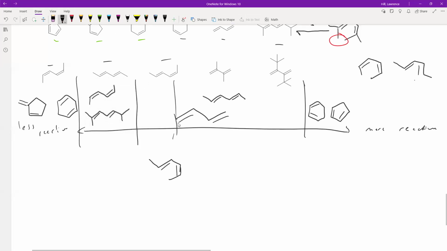And so we're just thinking about it logically. What happens as we do this? How does it affect the rate of the reaction, the probability that it will adopt the S-cis conformation? This is more likely to happen than this one forming the S-cis conformation, where you have to bring two methyl groups closer together.